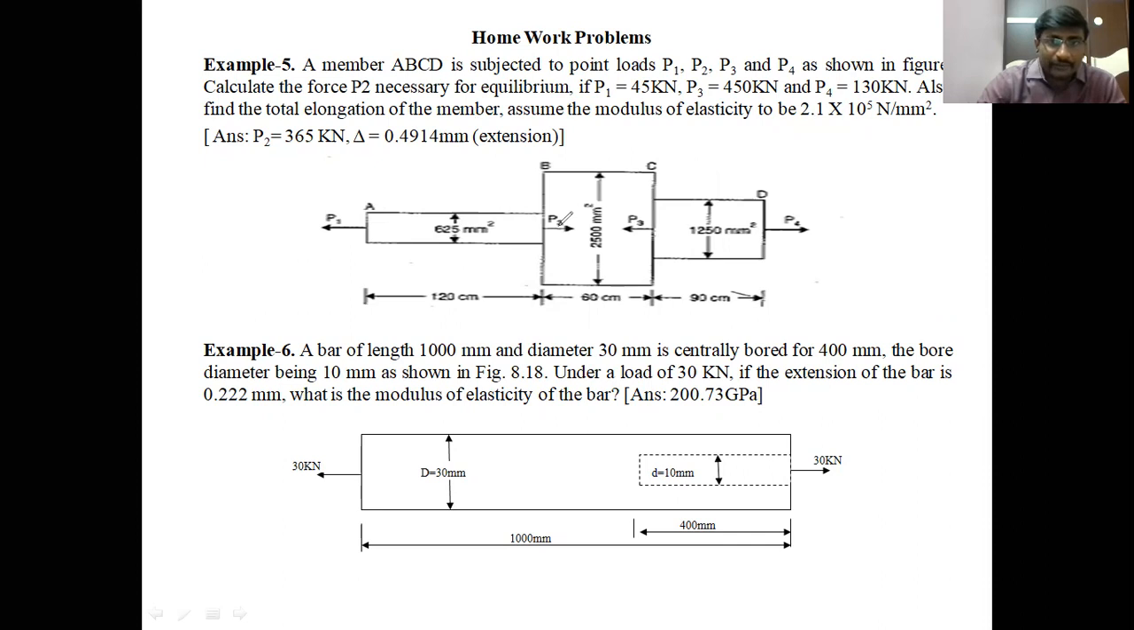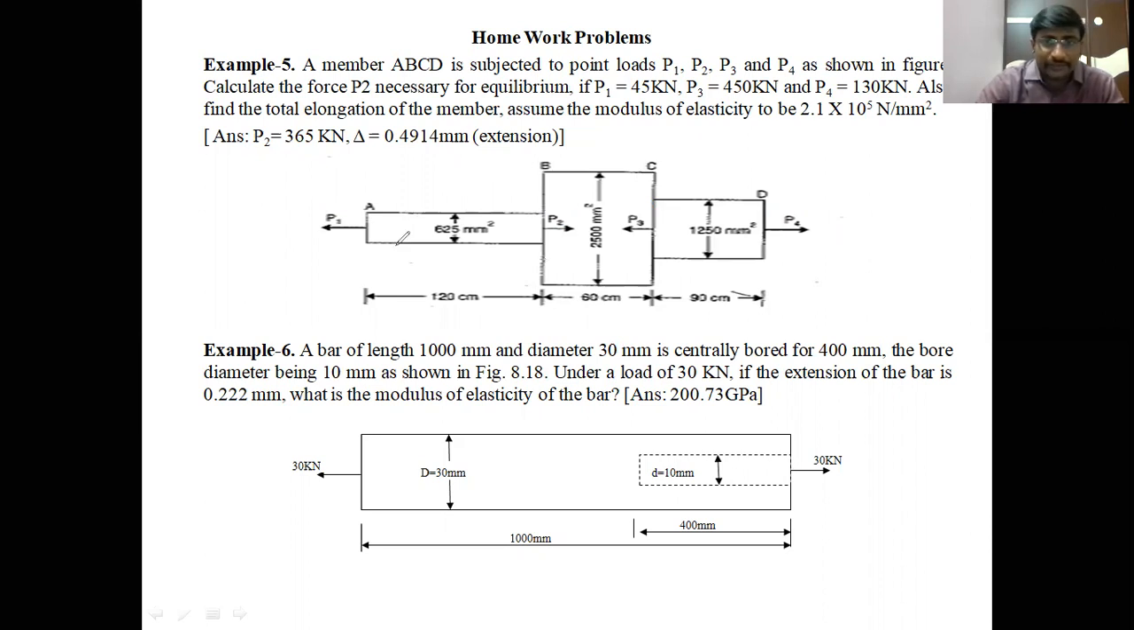Already we solved one problem like this. Different forces act on a member, internal forces and external forces, the forces acting also at the internal surfaces. Here, 4 forces are acting on this member: P1, P2, P3 and P4. How is it maintained in equilibrium? The forces acting in the right side direction must be equal to the forces acting in the left hand side direction.